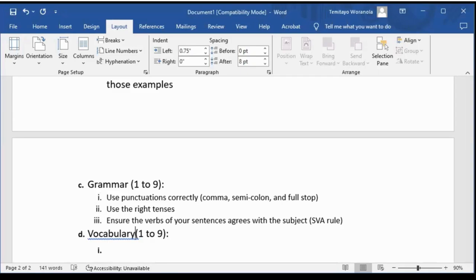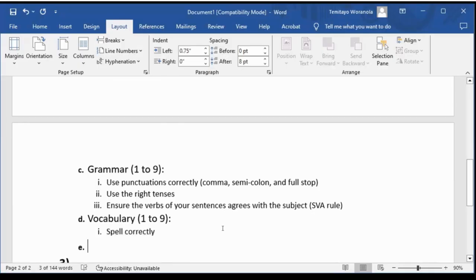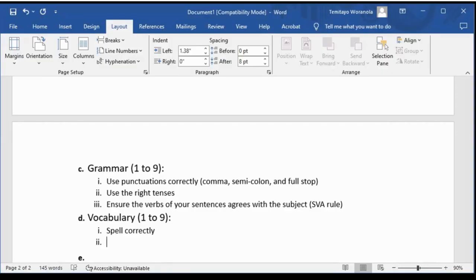Now, the fourth criterion is vocabulary. What do you mean by vocabulary? What are the three things you need to keep in mind when it comes to vocabulary? Number one is to what? Spell correctly. Okay? Spelling errors will cost you a lot of marks in IELTS. So it's extremely important that you learn to spell correctly. After writing your essay, go through your essay and look for spelling mistakes to correct. You must spell correctly. It's extremely important.